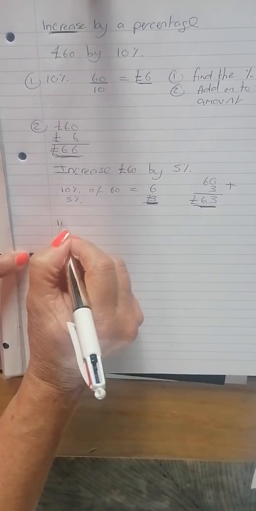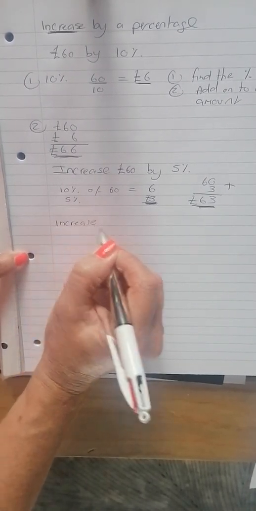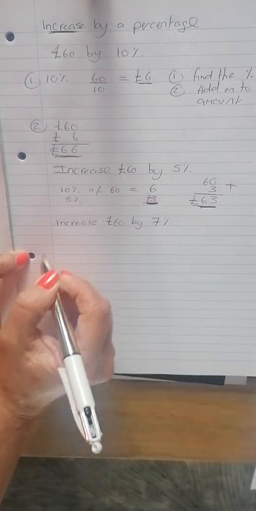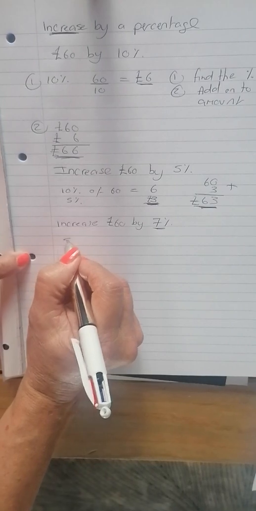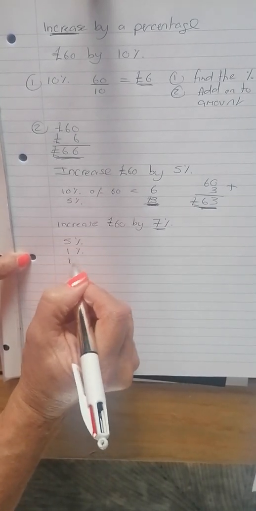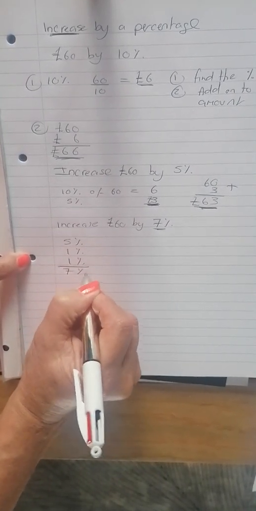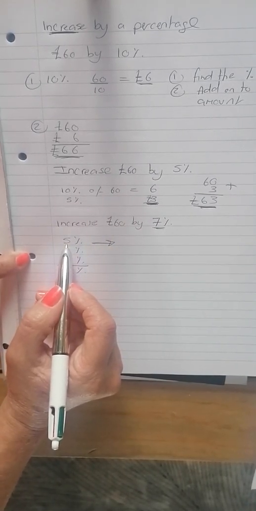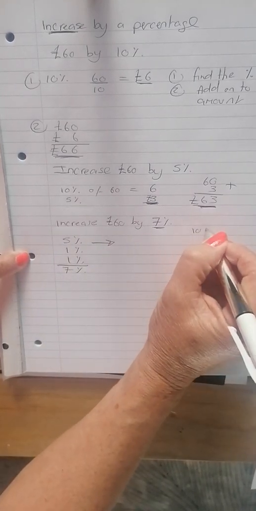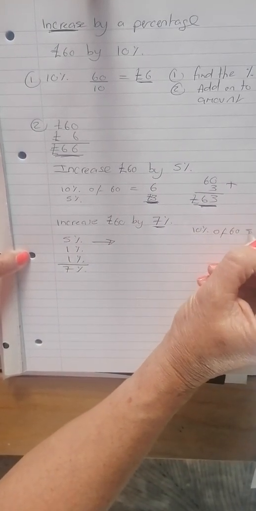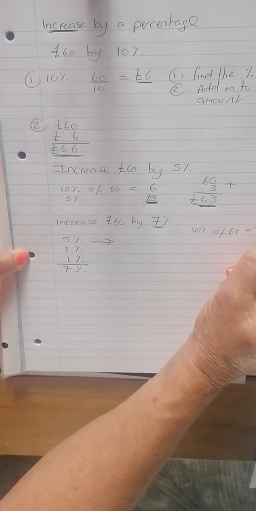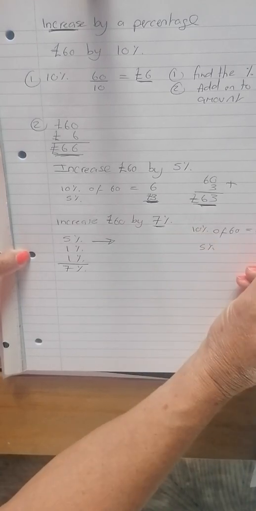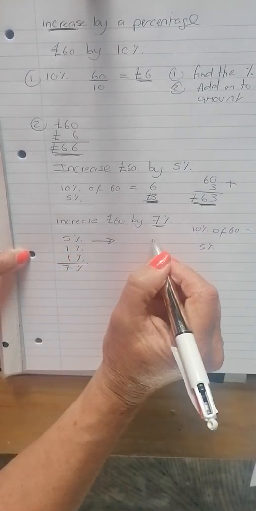We'll do one more. Let's increase £60 by 7%. You've got to find that percentage. So I'd need a 5%, a 1% and a 1%, because they add up to 7%. I know how to get 5%. I find 10% first and then I half it. So 10% of 60, just divide that by the 10, is 6, and 5% is half of that. So 5% is £3.